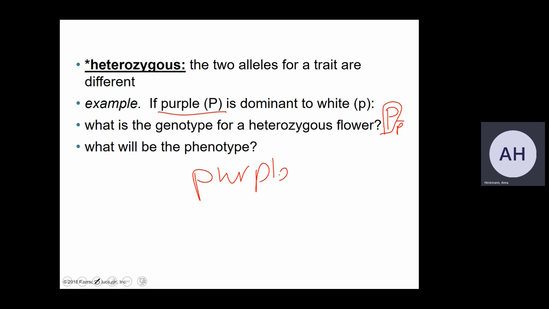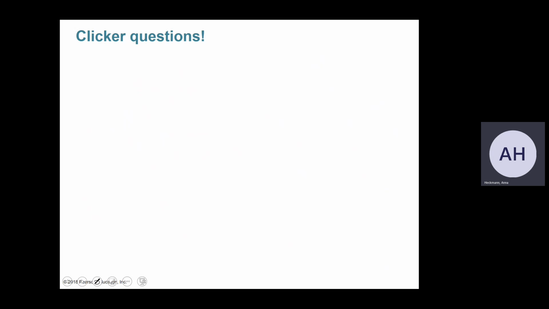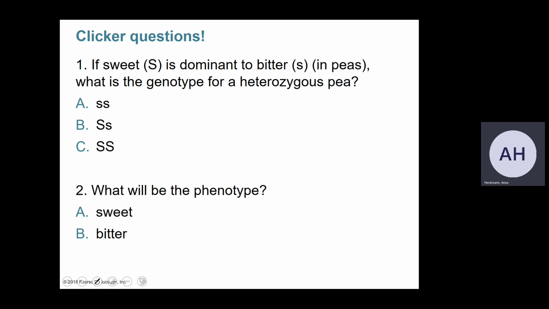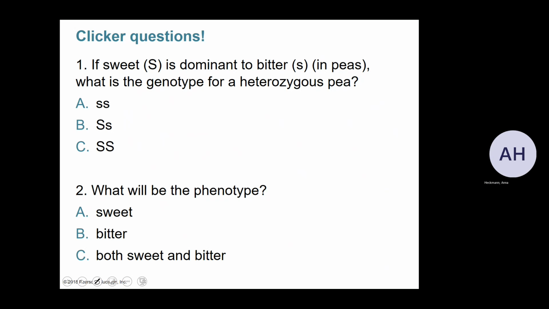You're gonna have to forgive me. I'm trying to write with my finger on this screen. It's not going well. All right, clicker questions. Here's the first one. And here's the second one. The answer for number 1 is B, and the answer for number 2 is A, sweet.